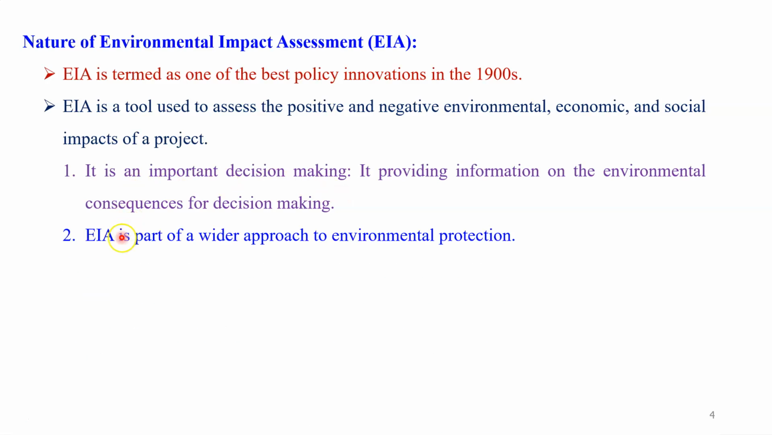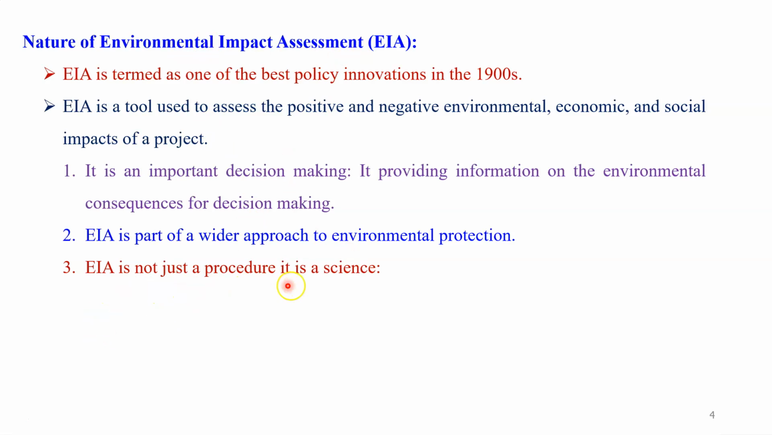The second important thing is, environmental impact assessment is a part of the wider approach to environmental protection. Yes, this is very important. When we are talking about environmental protection and environmental conservation, the basic information for that purpose we are able to collect through the environmental impact assessment process, and therefore it is known as a very wide approach to environmental protection.